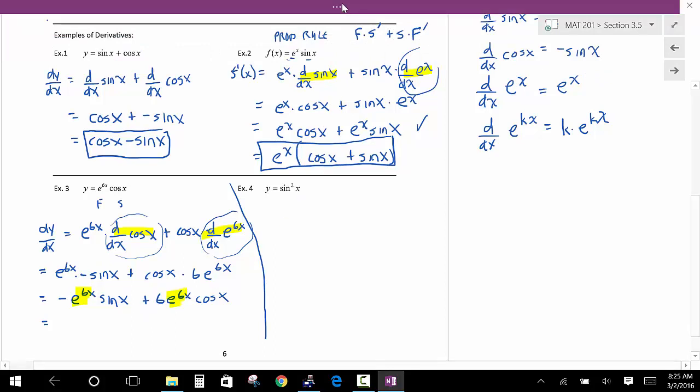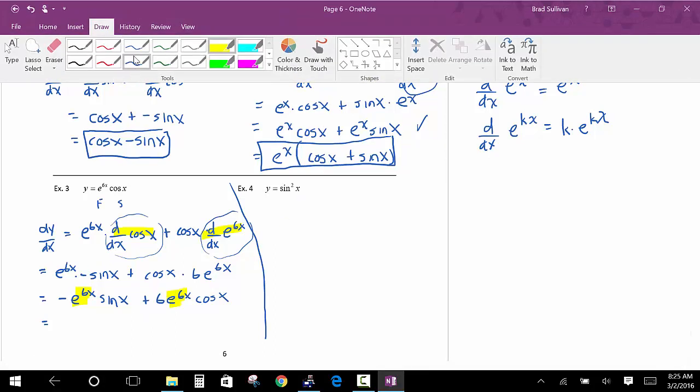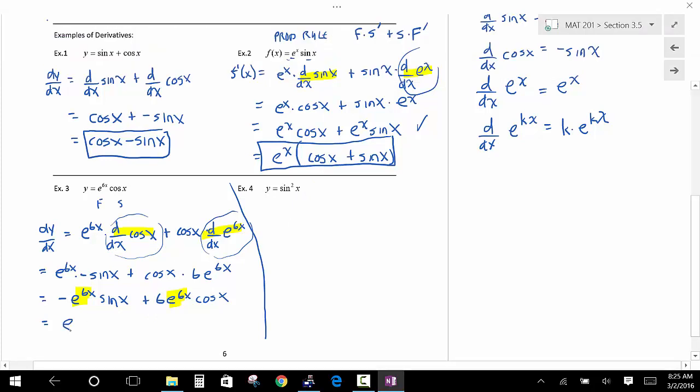Okay, so what I can go ahead and do is just take that out. Then when I do that, I would have e to the 6x, and after you take that out, you'd be left with negative sine x plus 6 cosine x. And that's okay to write the answer that way. There's really nothing wrong with writing that as the answer or that as the answer.